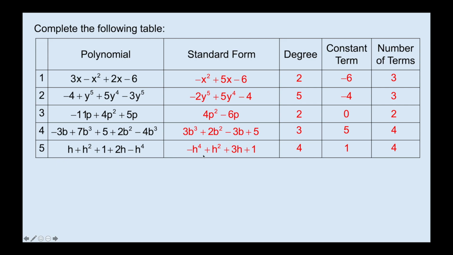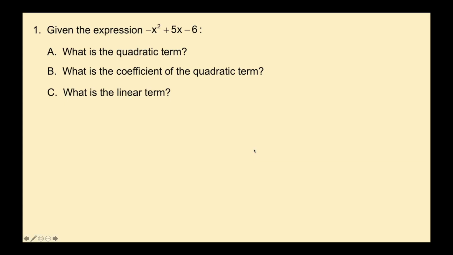So here the degree is going to be 4. It's the highest of all of the degrees. Our constant term is just 1. And then for the number of terms, once simplified, we have 1, 2, 3, 4 terms.